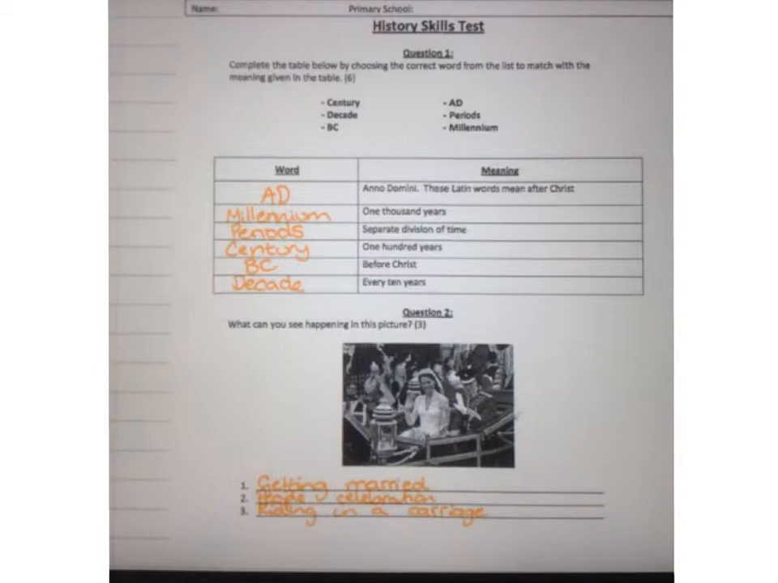Question 2. What we are looking for here are the skills of comprehension and possibly inference. But initially you are to make 3 observations from the picture. The 3 examples we have are getting married, people celebrating, or riding in a carriage. Of course, any other observation you can make from that picture is perfectly acceptable.